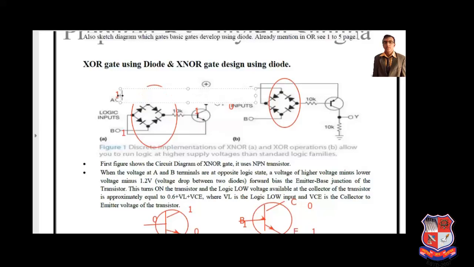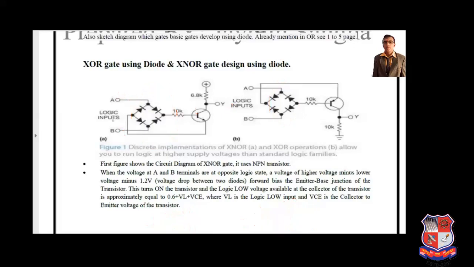Now if here we switch over to 0, and here also we apply 1, here also we apply 0. Due to presence of 0, diode acts as reverse bias, so it acts as an open circuit. So here also 1. So 0 0 1 and 1 0, then output here is also 1. It is the clear case.